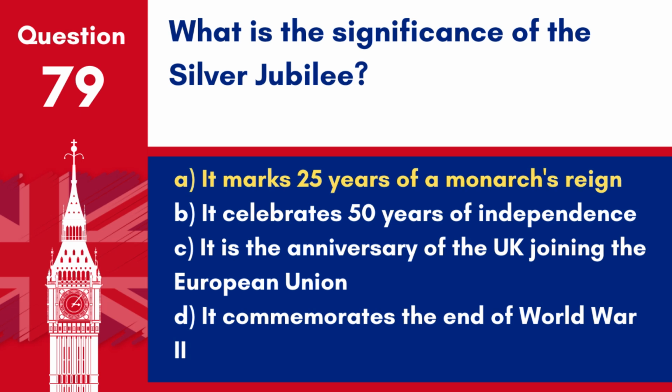Answer: A. It marks 25 years of a monarch's reign. The Silver Jubilee is a celebration marking the 25th anniversary of a monarch's ascension to the throne, such as Queen Elizabeth II's Silver Jubilee in 1977.